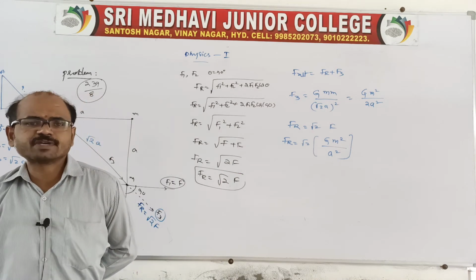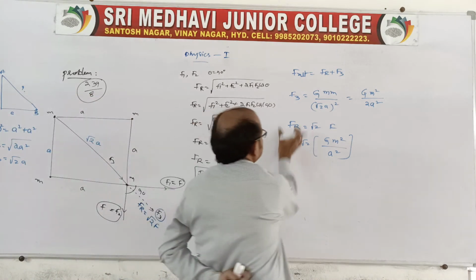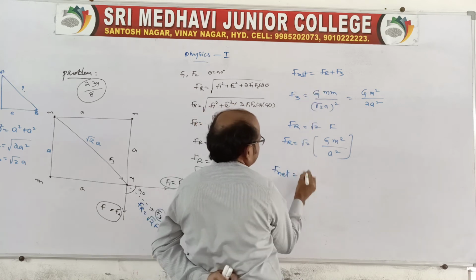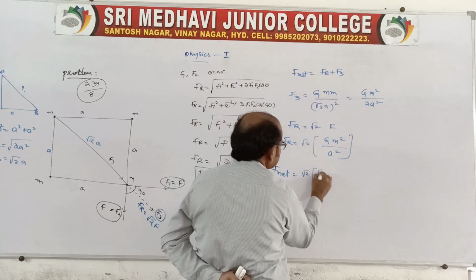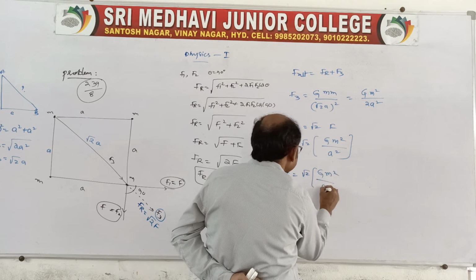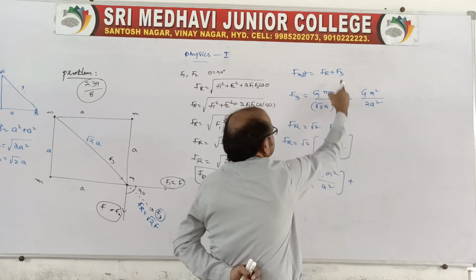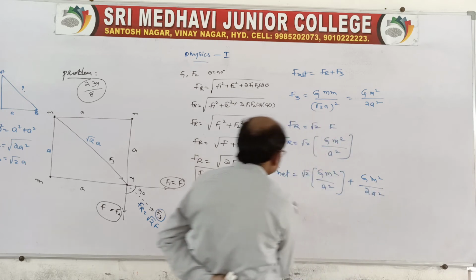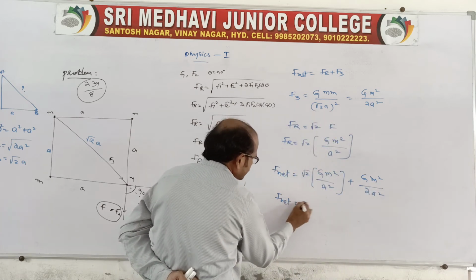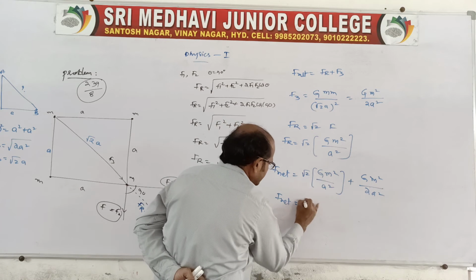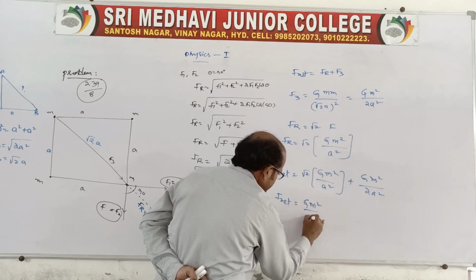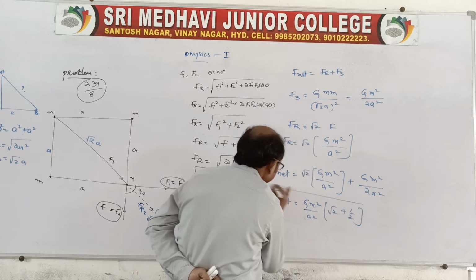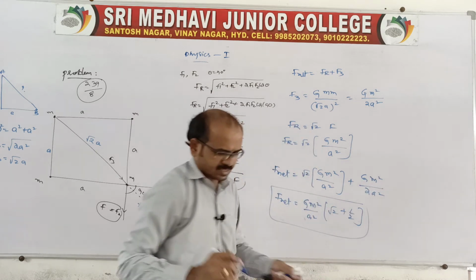So this almost we are ending. Now this Fr and F3 you write here, then we'll get the net at one corner. Fr will be root 2 of GM square by A square plus F3 will be GM square by 2A square. So F net is equal to GM square by A square, A square is common, into root 2 plus 1 by 2. This is our final answer.